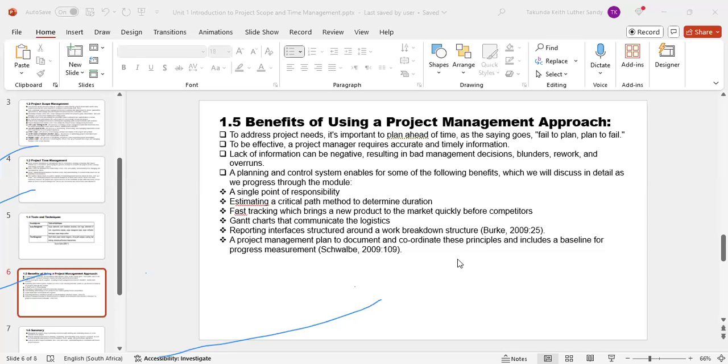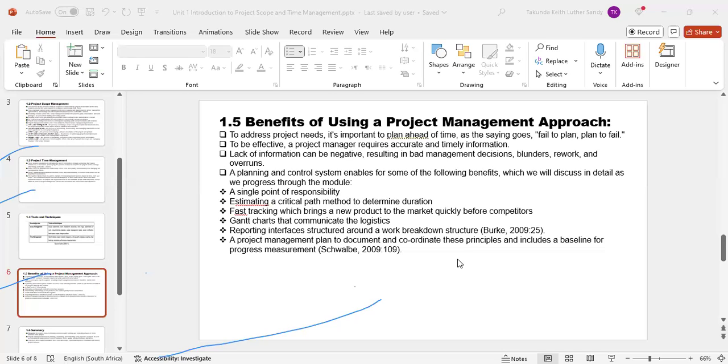All right. Estimating a critical path to determine duration. Fast tracking, which brings a new product to the market quickly before competitors. As I have said earlier, there's fast tracking, there's crashing, and fast tracking helps us to cut down on any delays, or to reduce the amount of time that a project requires to be completed. You have Gantt charts that communicate the logistics. You have reporting interfaces that are structured around a web-driven structure.